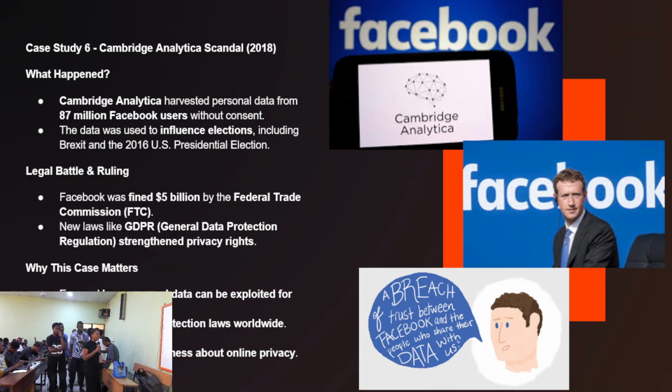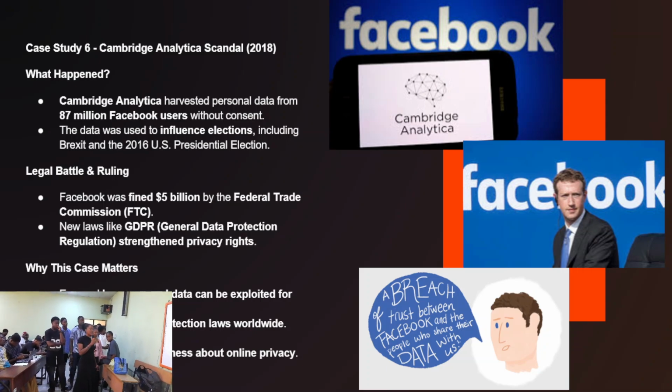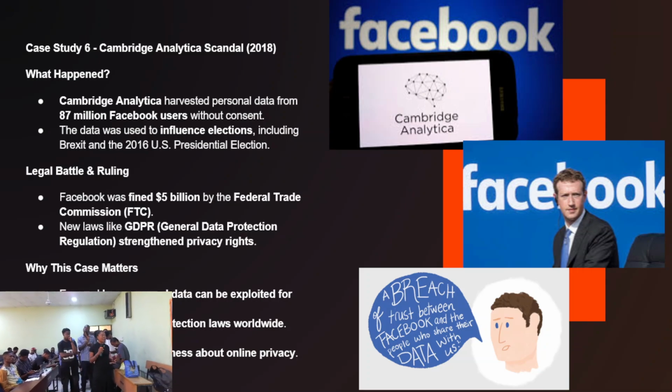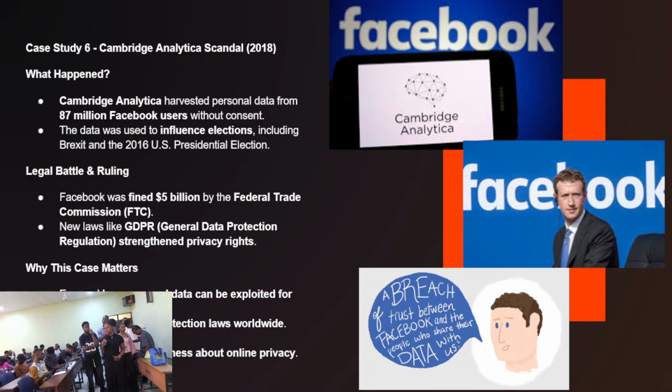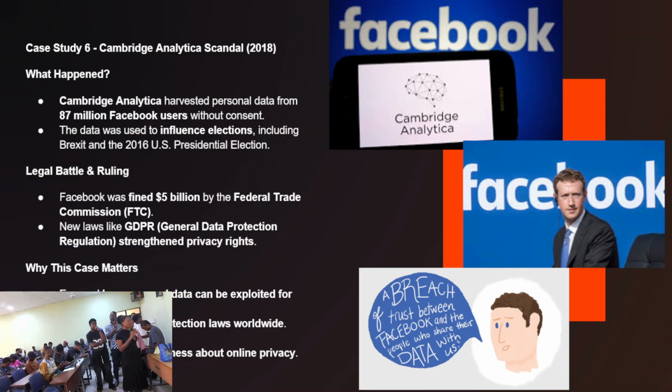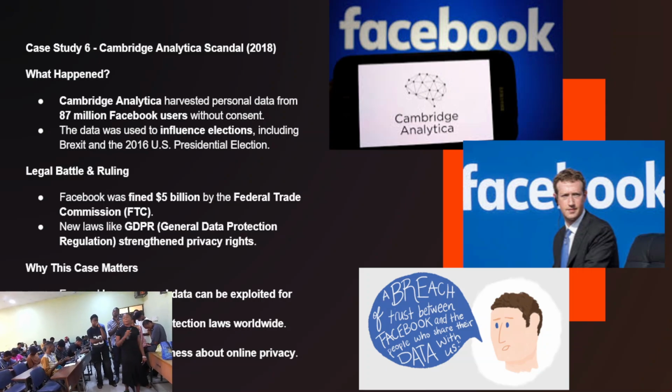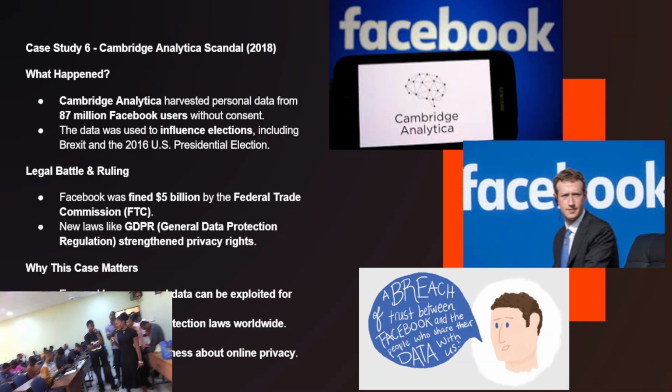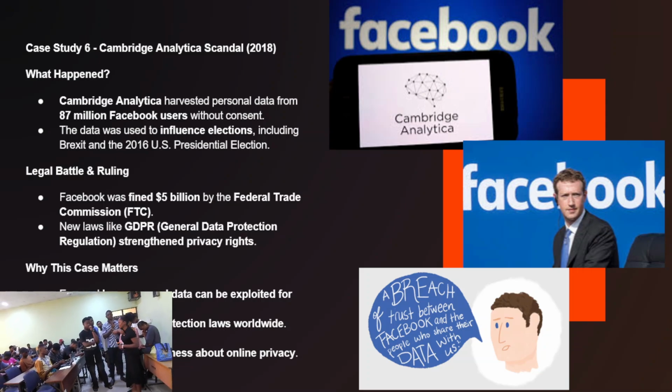Why this case matters? First of all, it exposed how personal data can be exploited for political gain, then it led to tougher data protection worldwide, and increased public awareness about online privacy.